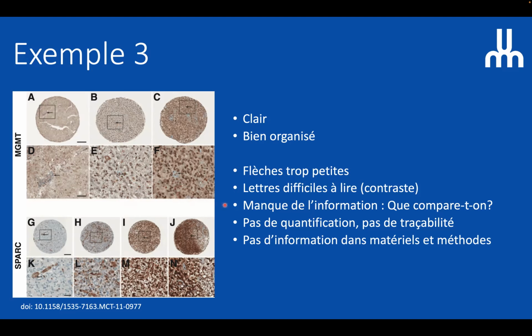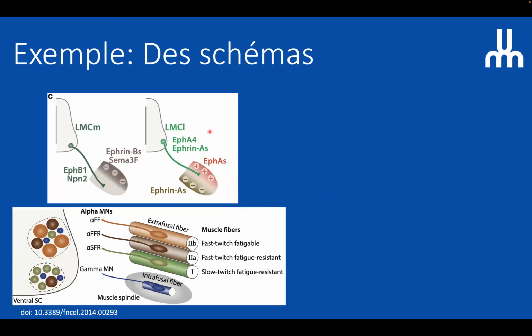This is an example of making cartoons. Making cartoons is not that hard, and it makes things understandable quite easily. This is an article showing, again, motor neurons going into the limb, and you can make these nice cartoons, and you can express or summarize something quite easily.